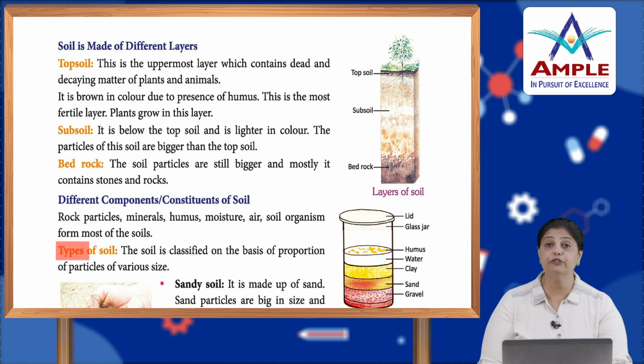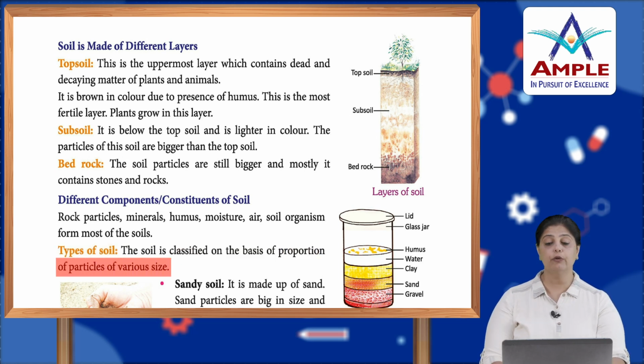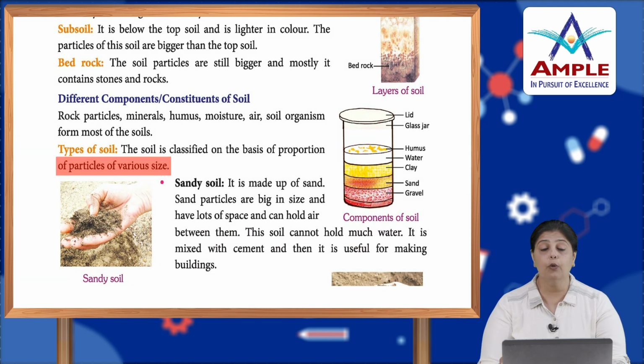Now, let us talk about the different types of soils. The soil is classified on the basis of the proportion of particles of various sizes. If you look at this diagram of the components of soil, you will see the different layers and components of it. First, let us talk about the sandy soil.